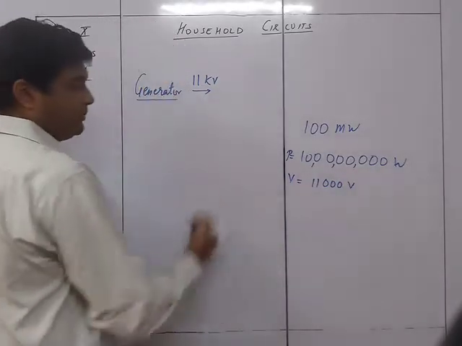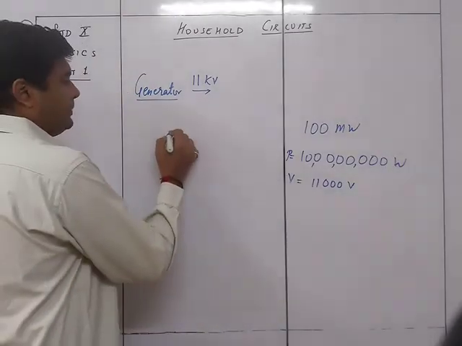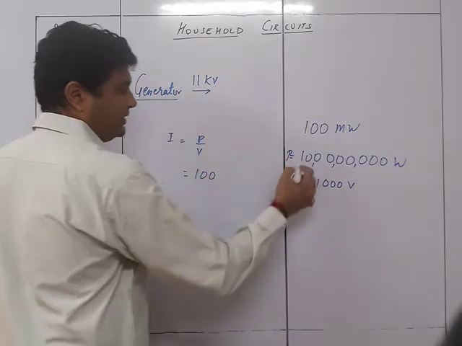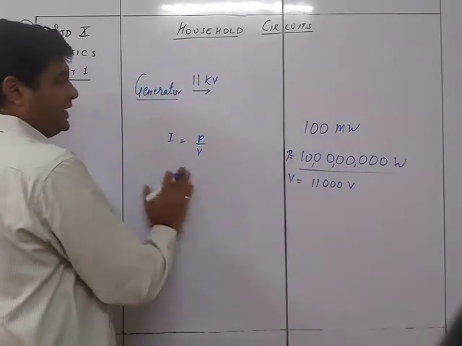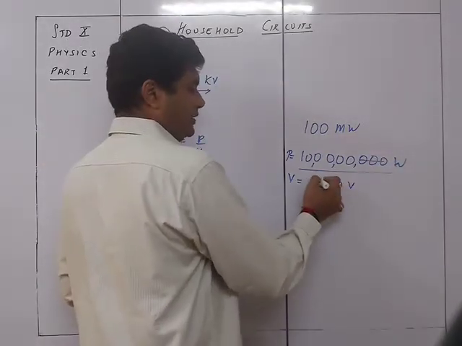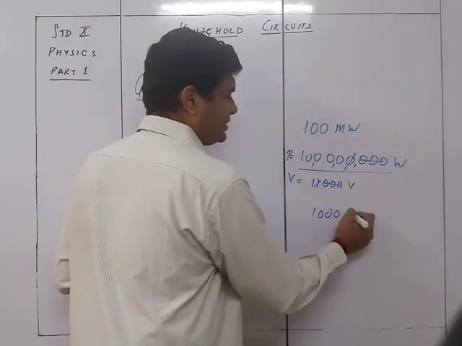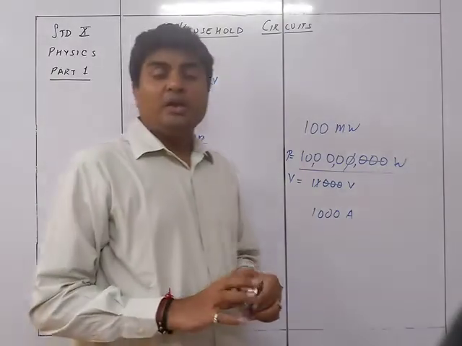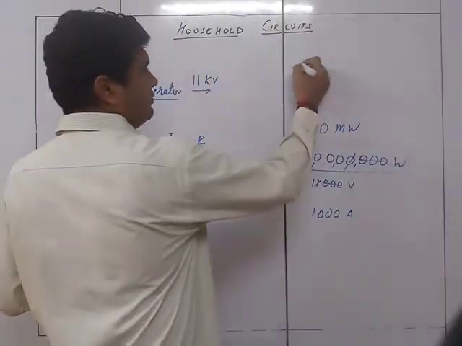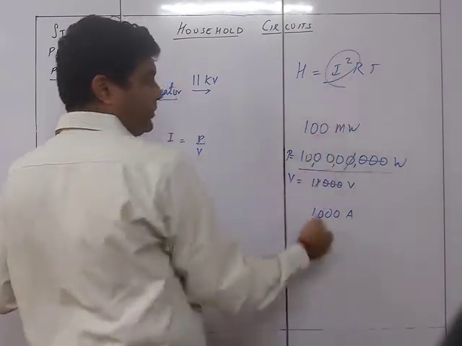In such a case, if I see the power like this, we know that I equals P upon V, so it will be this upon this. Accordingly, three zeros go, and another zero goes, so it will be somewhere near 1000 ampere. If the current is 1000 ampere, we know that the heating effect of electric current is given by H equals I square R T. So the I square will be the square of this.